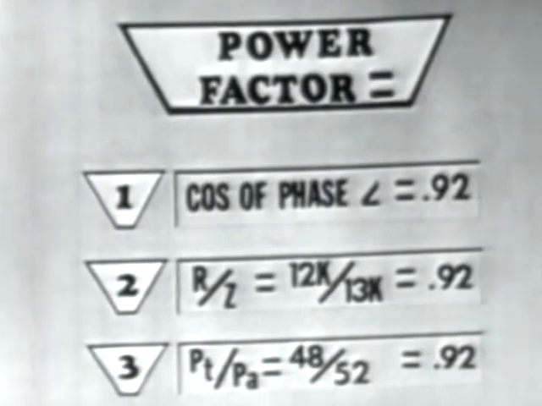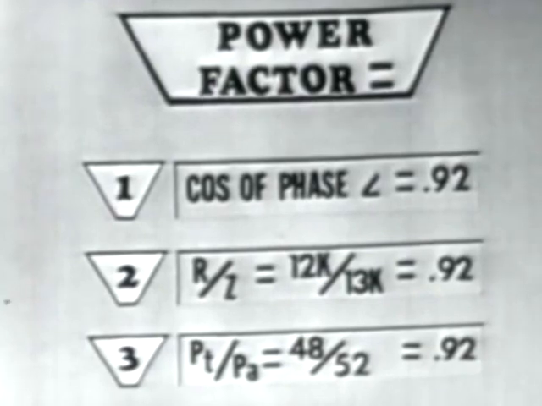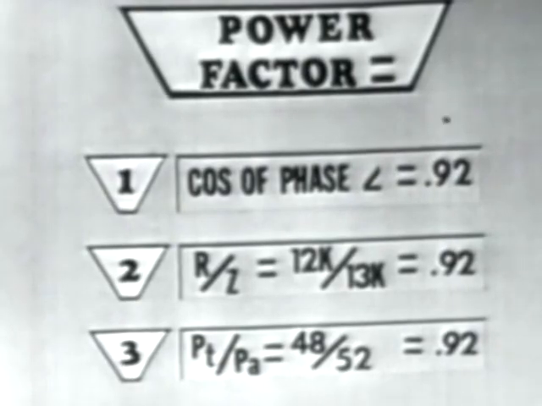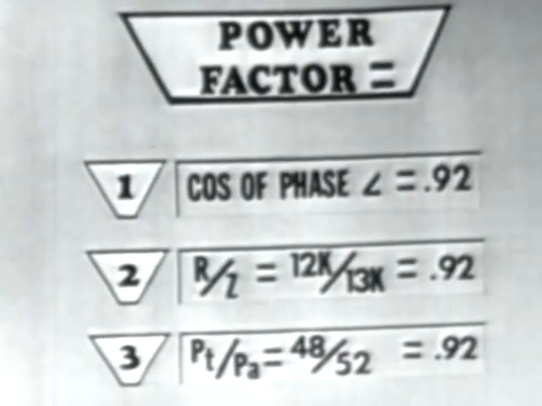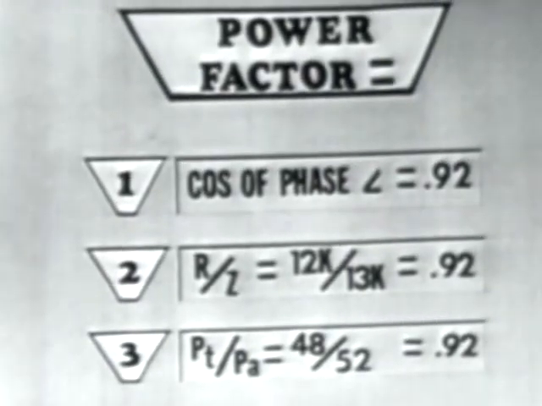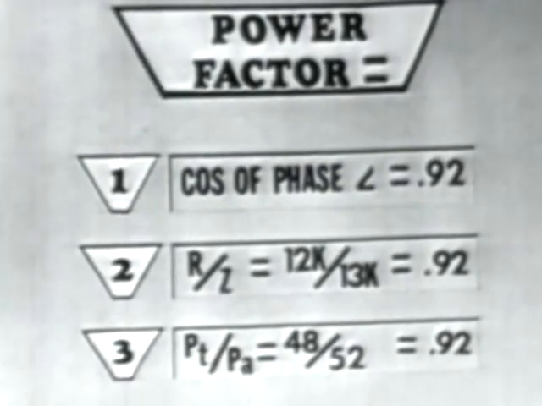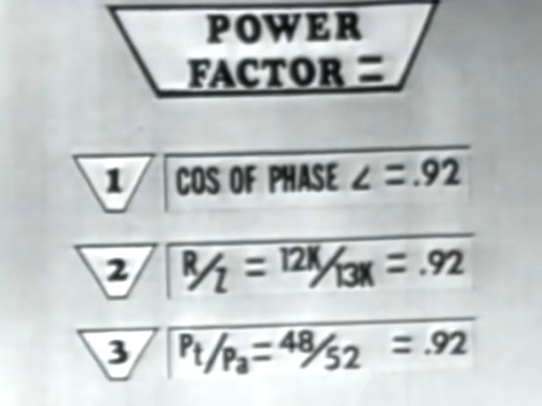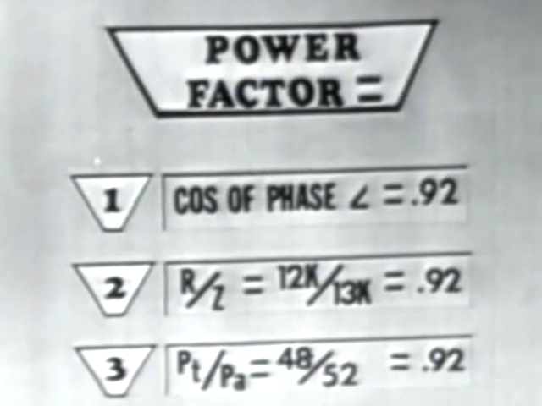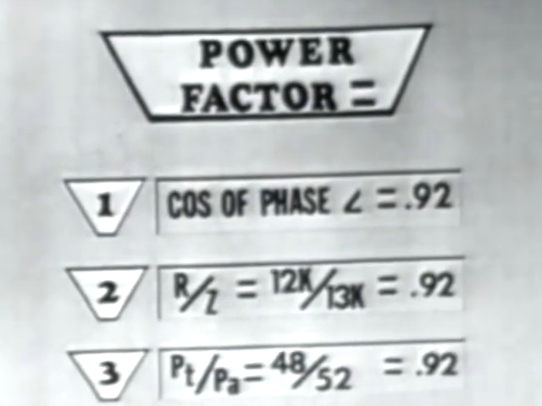This is a good check on solving your problems. If you come out with the power factor the same in all three formulas, why, rest assured, your computations are correct. Now, also in formulas 2 and 3, if you know any two known quantities, for example, if you know R and Z, of course, you can calculate power factor. But let's say you wanted to solve for impedance and you knew power factor and R, you could transpose your formula and solve it in terms of Z. Likewise, you could do the same thing with formula number 3. If you knew any two, you could solve for the third.